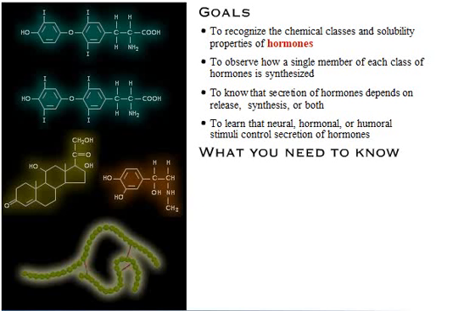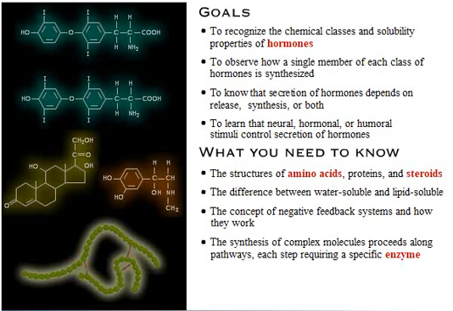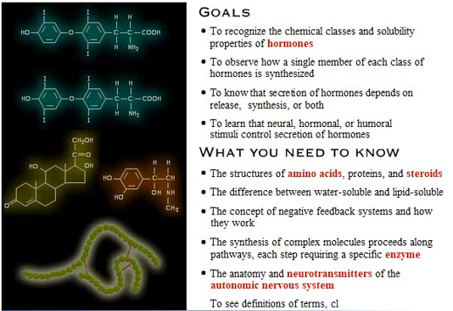Here's what you need to know. The structures of amino acids, proteins, and steroids. The difference between water-soluble and lipid-soluble. The concept of negative feedback systems and how they work. The synthesis of complex molecules proceeds along pathways, each step requiring a specific enzyme. The anatomy and neurotransmitters of the autonomic nervous system. To see definitions of terms, click the bold red words.